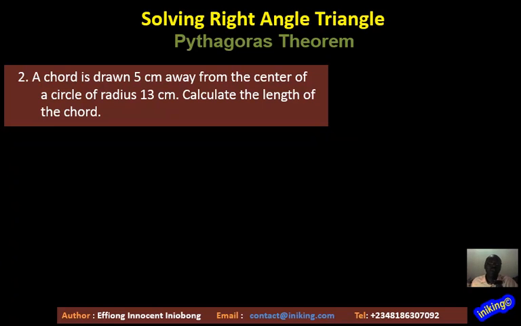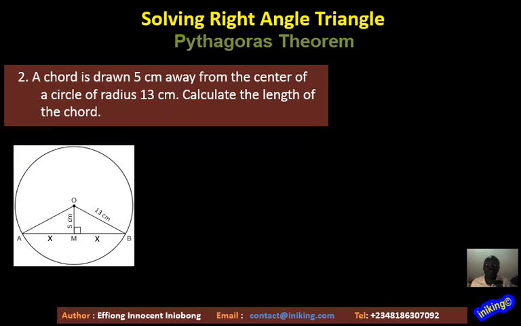Now the second question we have here states: a chord is drawn 5 centimeters away from the center of a circle of radius 13 centimeters. A chord is drawn 5 centimeters away from the center of a circle having a radius of what? 13 centimeters. Calculate the length of the chord.